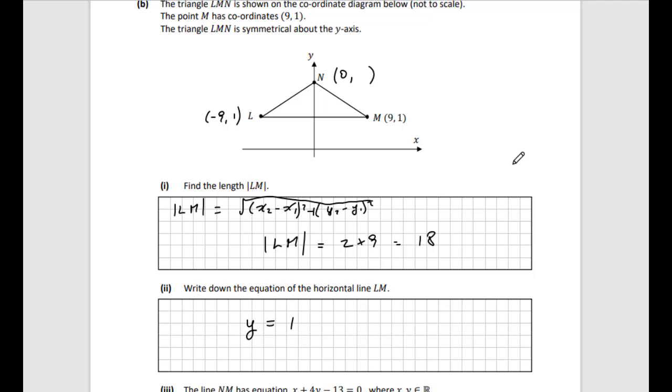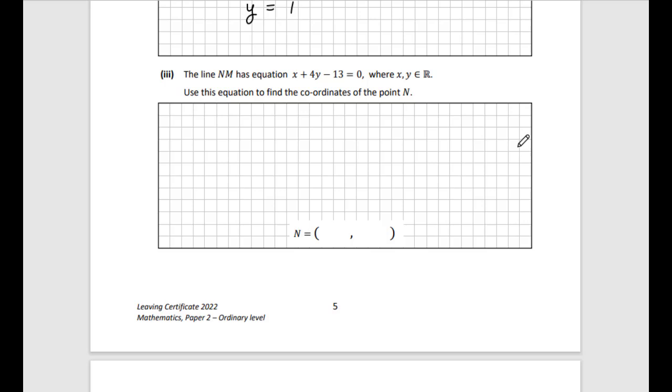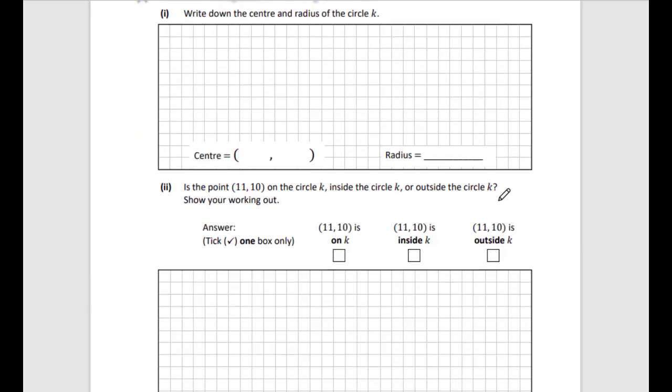Okay, now all we've got to do is take the equation of the line, which is x + 4y - 13 = 0. We know that x is going to be 0, so we have 4y - 13 = 0. That gives you 4y = 13. Just add 13 to both sides. So y = 13/4. So the answer is 0 on the x-axis and 13/4 on the y-axis. Okay, so that's question 1 done. Let's have a look at question 2.